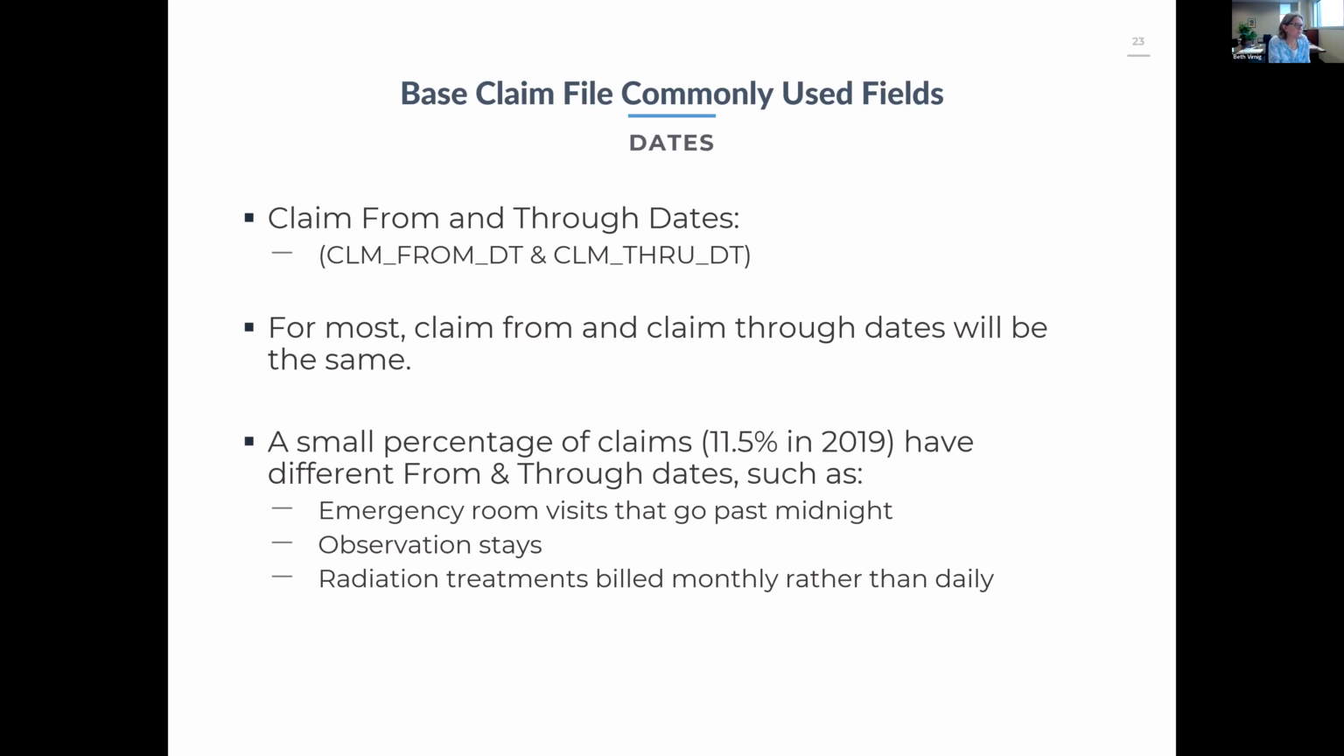And then there will be some services, radiation treatments are the most common, that are billed on a monthly basis rather than a daily basis. So if somebody is getting radiation for a breast cancer, for example, and they get radiated 5 days a week for 6 weeks, rather than billing that as 30 different bills, it would typically be billed either weekly, so there might be 6 bills each for a week, or there might be 2 bills for the 6 weeks, 1 after 1 month and 1 for the remainder. So those are reasons why the claim from and claim through dates would be different.